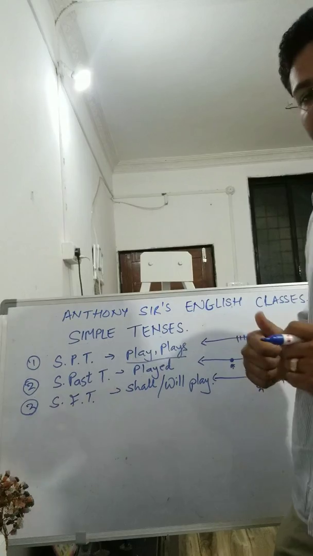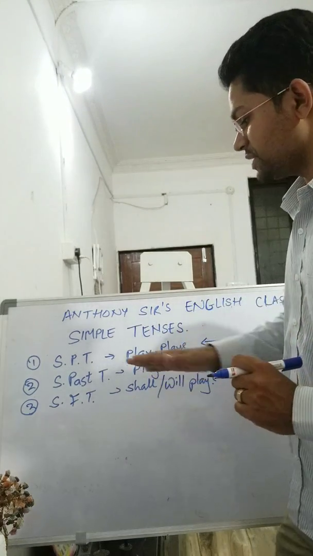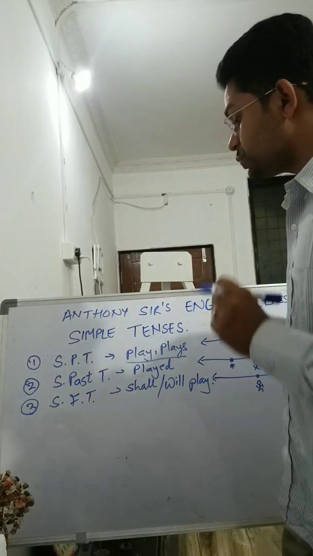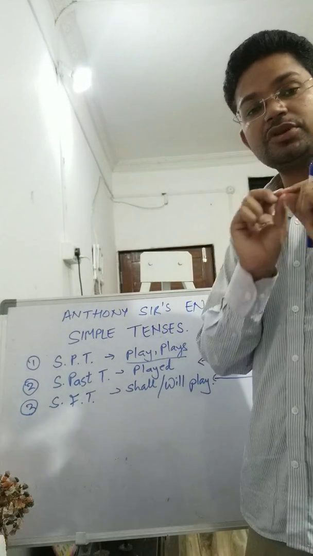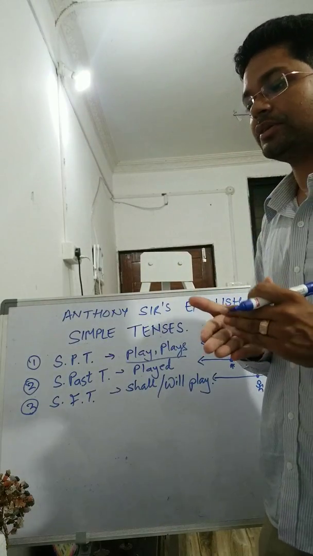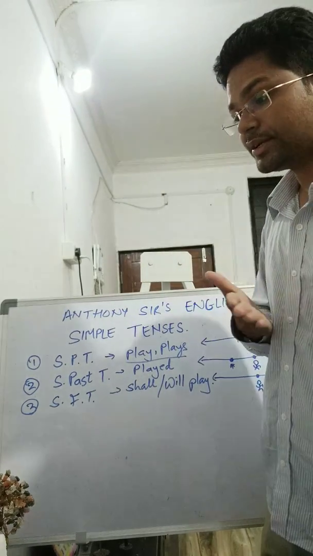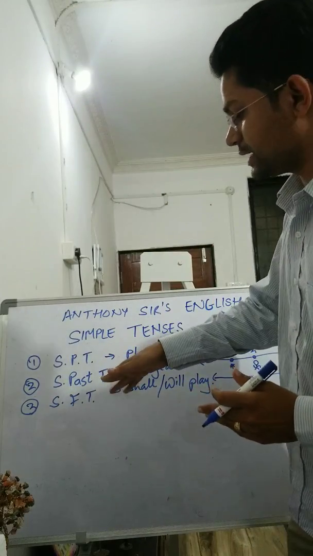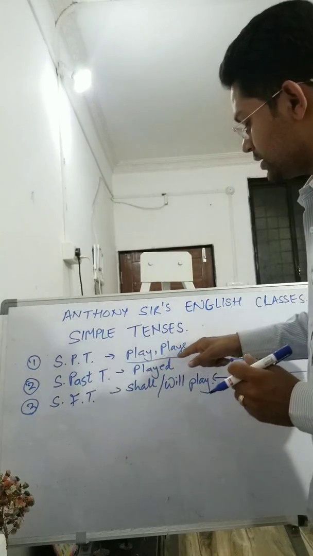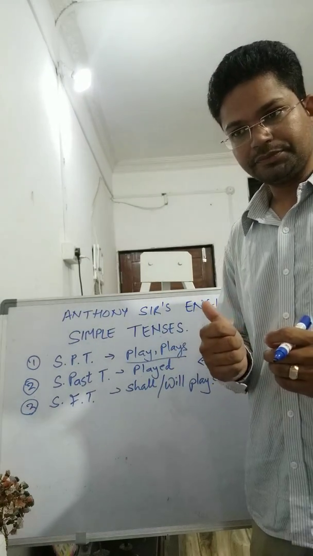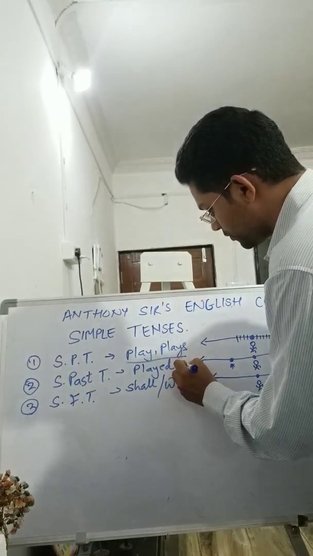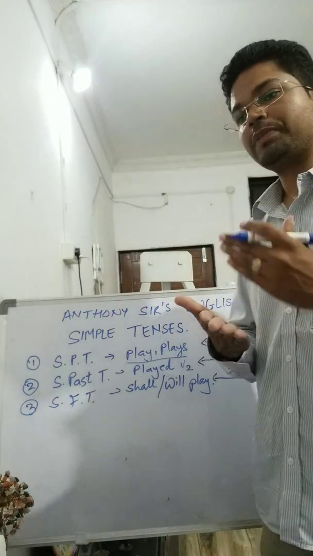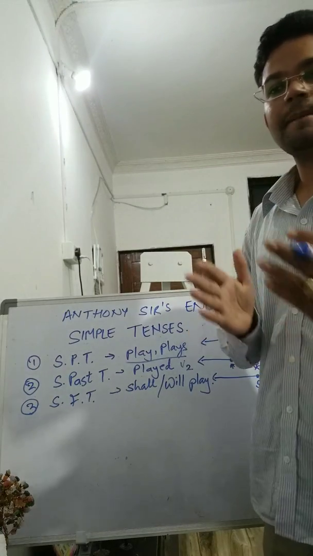Then we go to simple past tense. What is the meaning of simple past tense? It means the activity is over, but we know the time. For example, yesterday, last month, last year, 10 years ago, once upon a time. At least we remember the time. In that case, we use simple past tense. And the verb is played. That is the V2 form. Okay? So I played, we played, you played, he, she, it played, and they played.